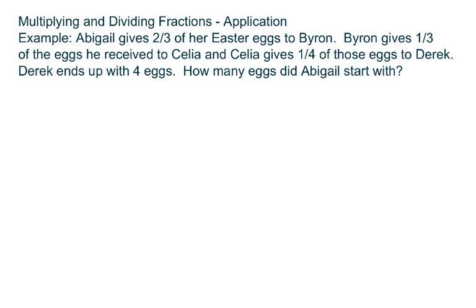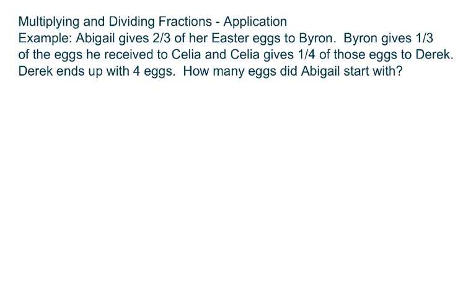Let's read the question. Abigail gives 2/3 of her Easter eggs to Byron. Byron gives 1/3 of the eggs he received to Celia, and Celia gives 1/4 of those eggs to Derek. Derek ends up with 4 eggs. How many eggs did Abigail start with? That's a pretty complicated statement.